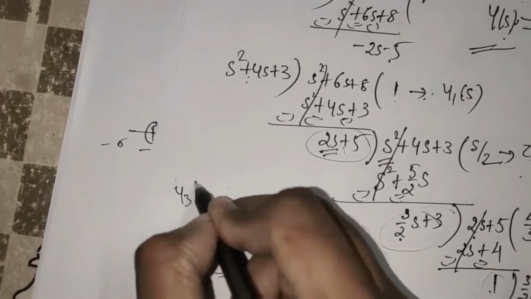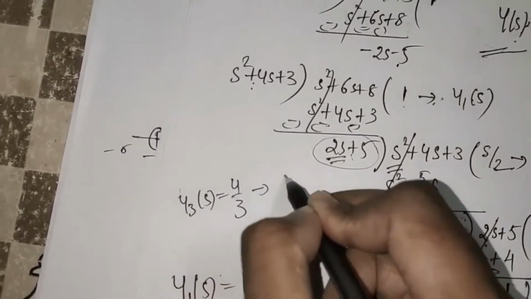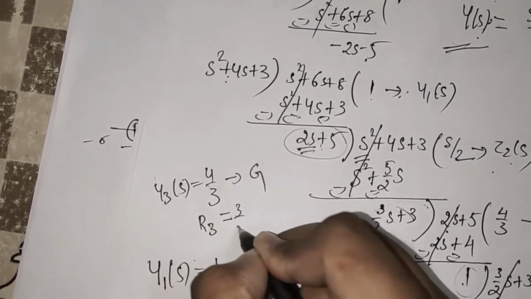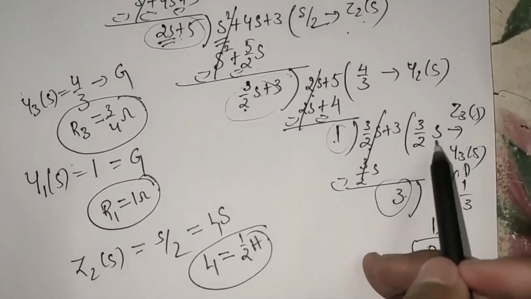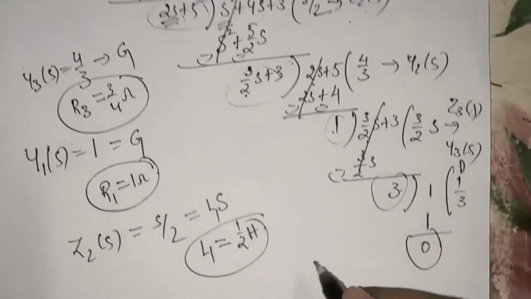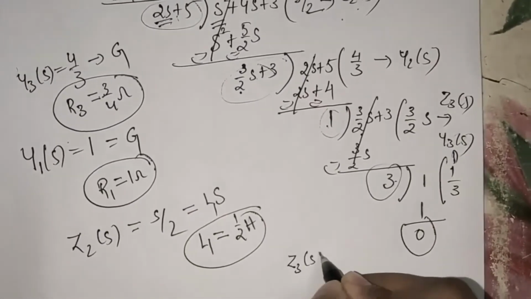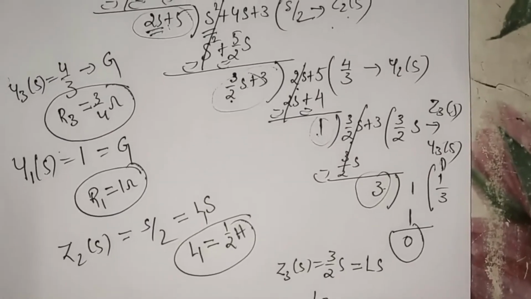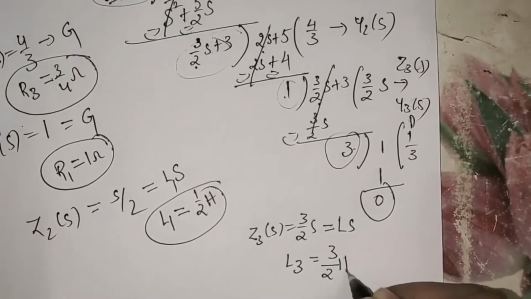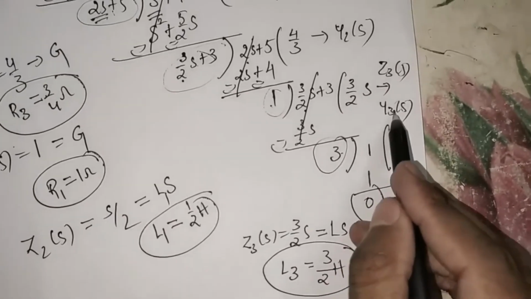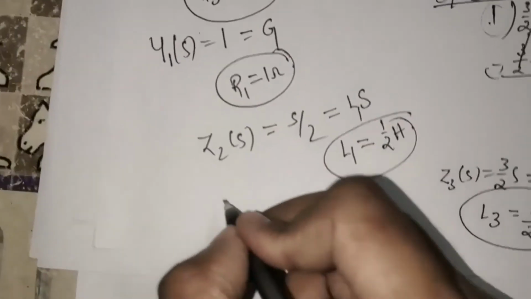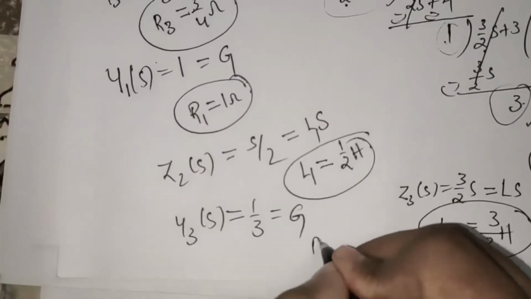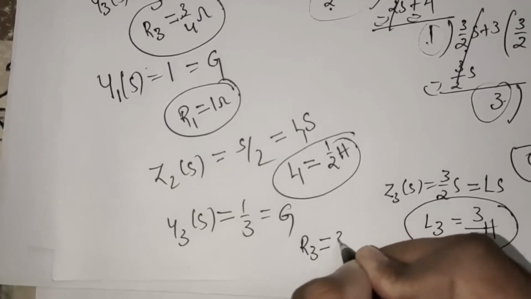The third term is 4 by 3. So Y3 is 4 by 3, which is again G. So that means R3 is nothing but 3 by 4 ohms. The fourth term is impedance again, 3 by 2s. So Z3 is 3 by 2s, which is again in the form of Ls. So L3 is nothing but 3 by 2 henries. And the last term is admittance, Y3. So Y3 is nothing but 1 by 3, which is again G. So it means R3 is 3 ohms.